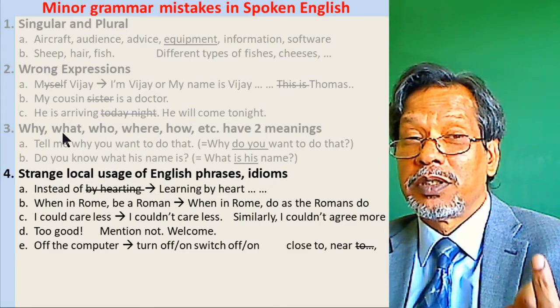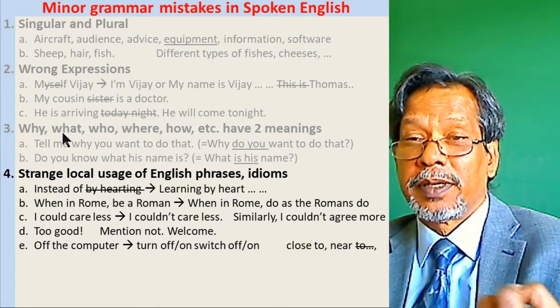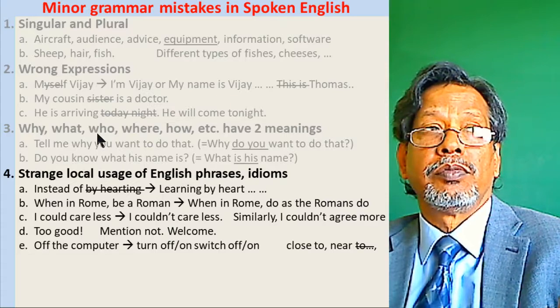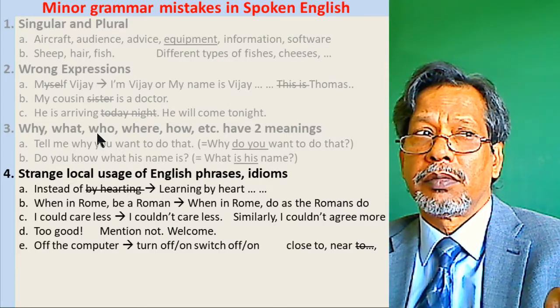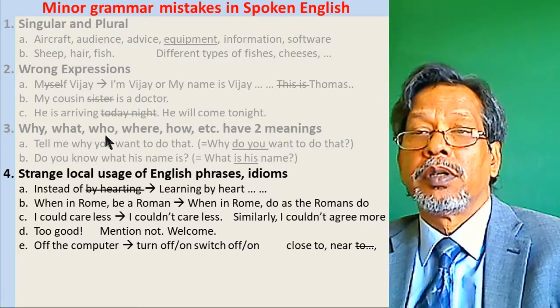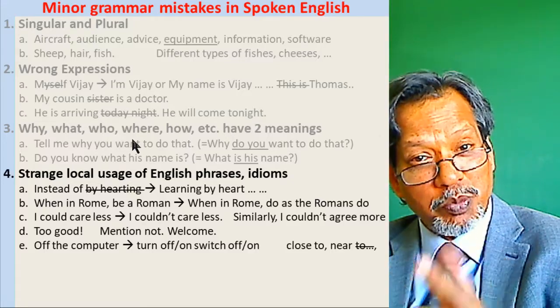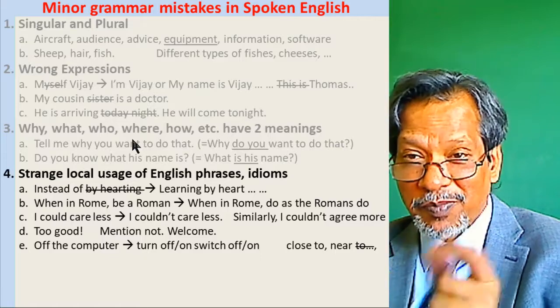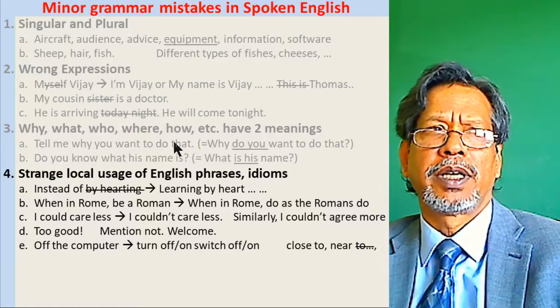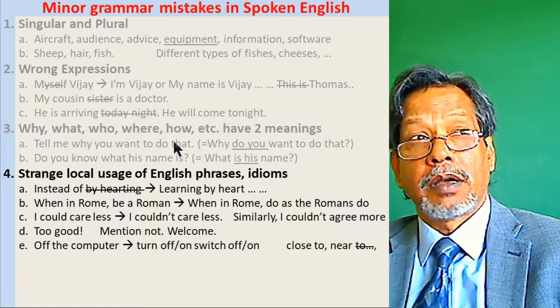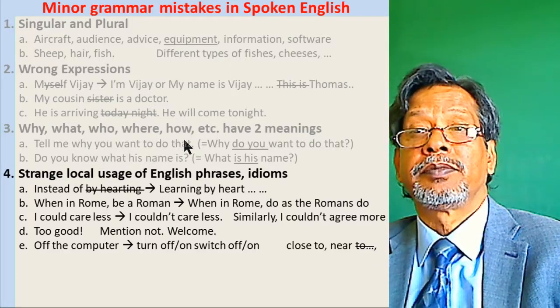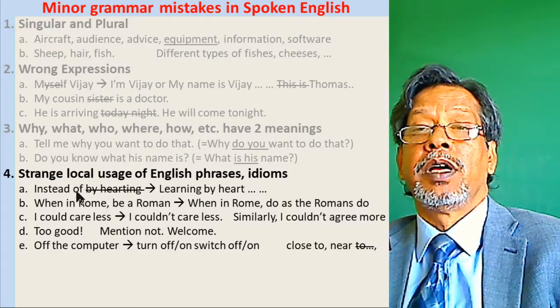What can also mean jo. Who? Kaun? Wo. Where? Kahan? Jahan. The same word, depending on the sentence, the meaning changes. How? Kaise? How can also mean jaise. All right? Good.